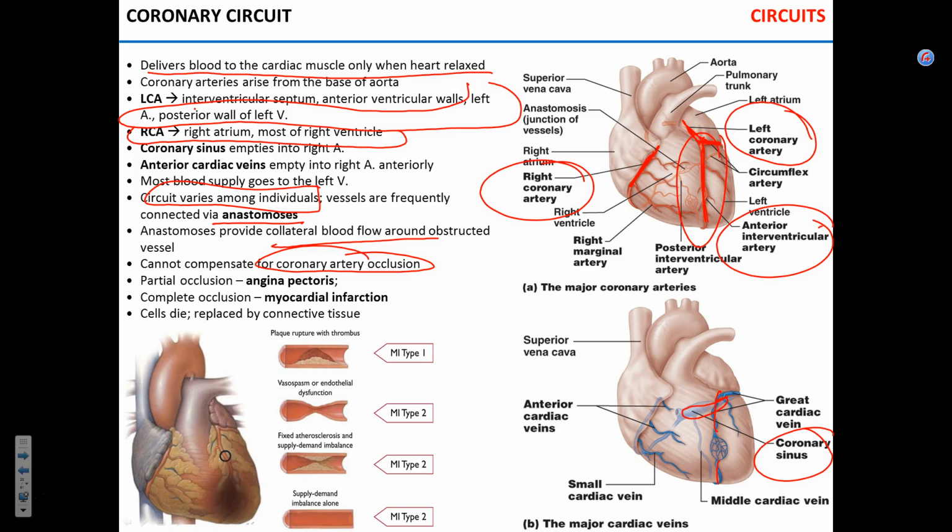So what are the types of occlusion? First is angina pectoris. It's a partial occlusion. Manifests as the chest pain usually. Pain behind the sternum. Does that make sense? This is called angina pectoris. Complete occlusion of the coronary artery is myocardial infarction. Now when I say coronary artery, I refer to any artery in the coronary circuit. Does that make sense? It may be an occlusion of the smaller arteries, or it may be occlusion of one of these major arteries.